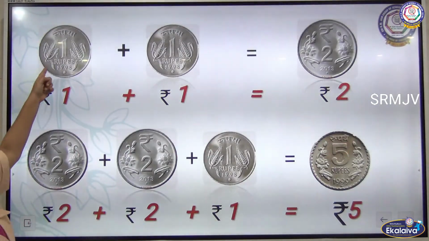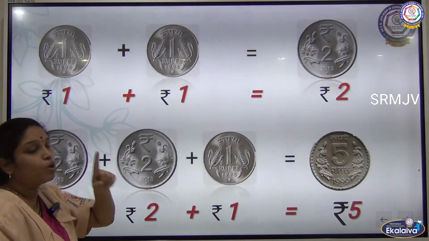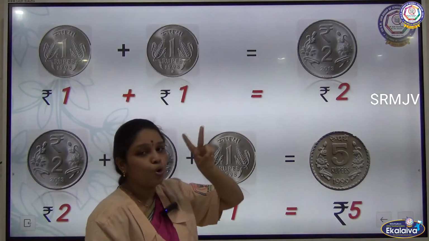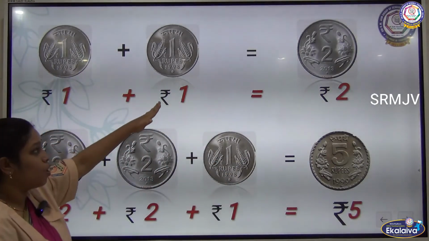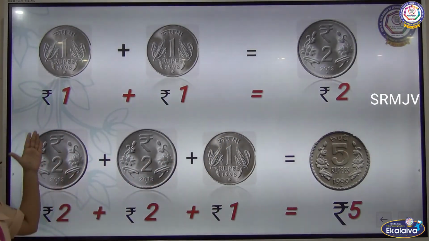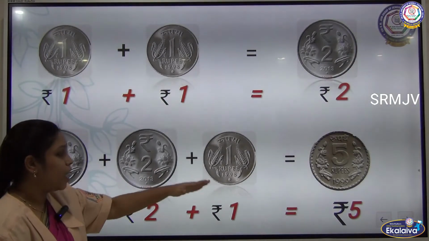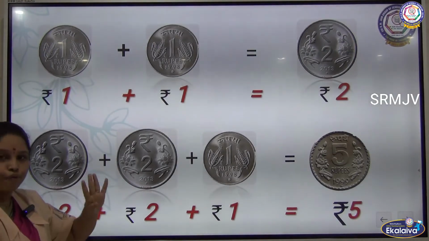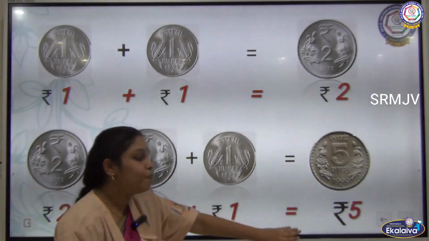And see this one, what coin is this? What is the value of the coin? It's 1 rupee. 1 rupee plus 1 rupee is equal to 2 rupees. Okay, see, if we are adding two 1 rupee coins, it makes 2 rupees. And the next one is 2 rupee plus 2 rupee plus 1 rupee. How are we going to add this? 2 plus 2 is 4. 4 plus 1 is 5. So it makes 5 rupees.